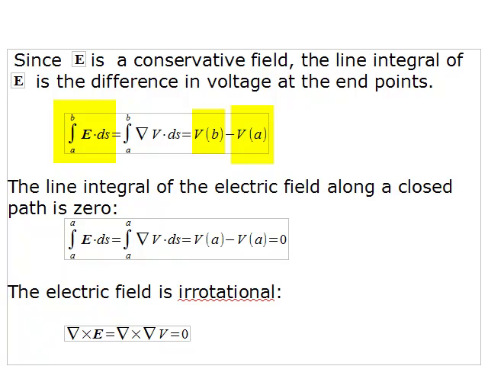It also says, and of course this would follow just from the fact that the endpoints are the same, that if you take the line integral of the electric field, a conservative field, along a closed path, it's going to be 0. Also, an electric field is irrotational, meaning that del cross E is 0 by the del identity established in lecture 2.